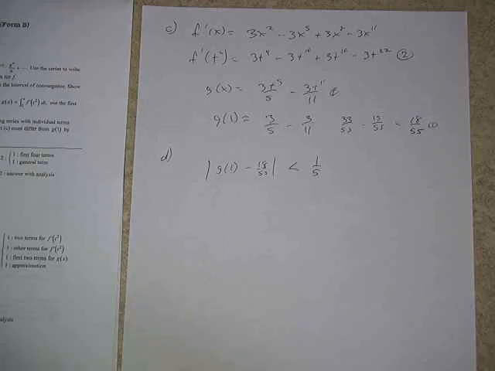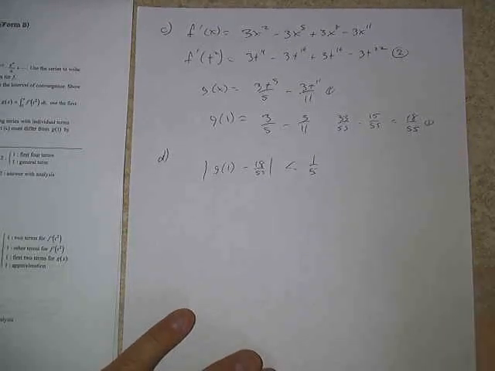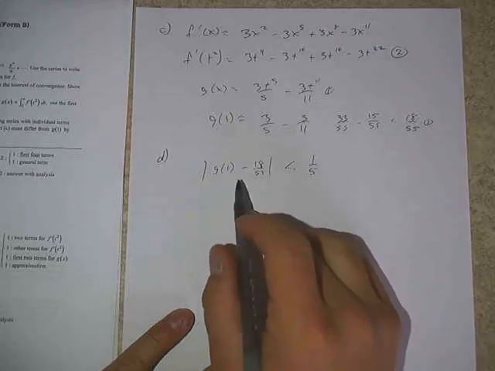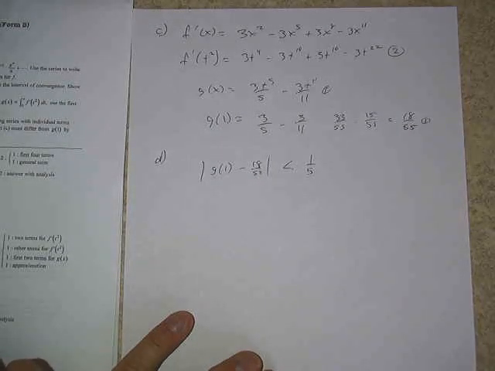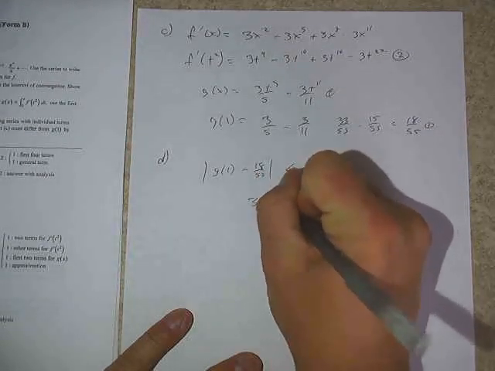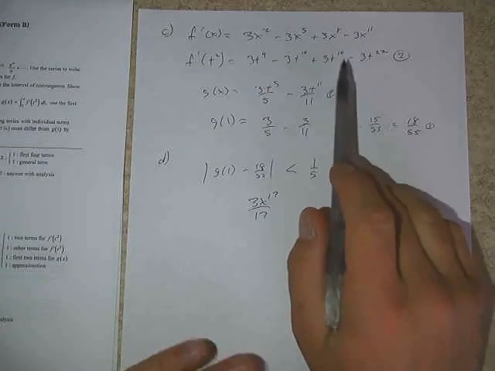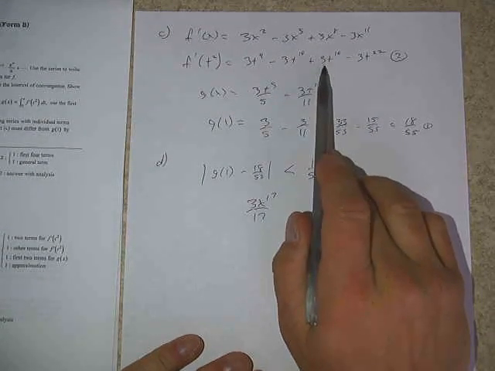Okay, even though we don't actually have a function for g, we have an approximation for g, but we don't have a function for it. So ultimately, by using this, okay, and getting this, we want to know how far away those are from each other, all right? So bottom line here is that difference, that g of 1 and 18/55, okay, that difference, we want that to be less than 1/5. That's ultimately what we want to try to show.